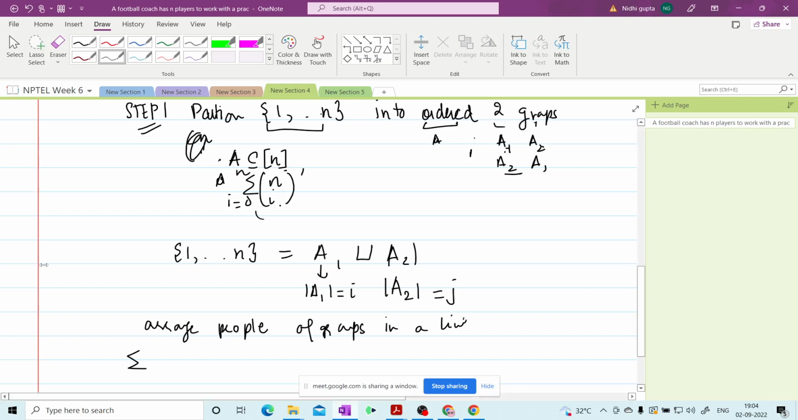So first we did this: I going from 0 to n, and choose I. Now the first group has I elements, so if we have to arrange them in a line, it corresponds to I factorial, because arranging I people in a line is a permutation, which is I factorial. And second, we have to arrange the second group of people into a line, which will be J factorial.